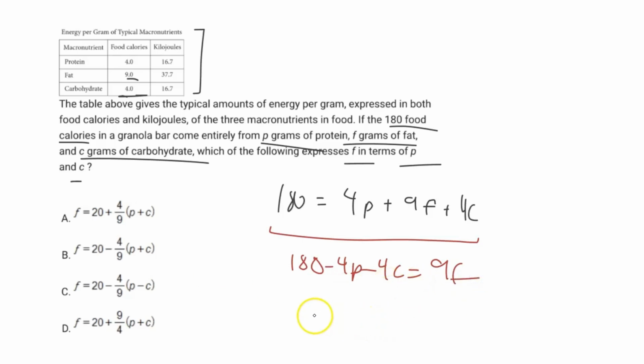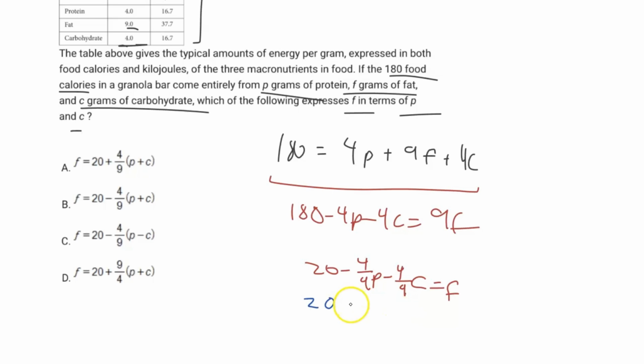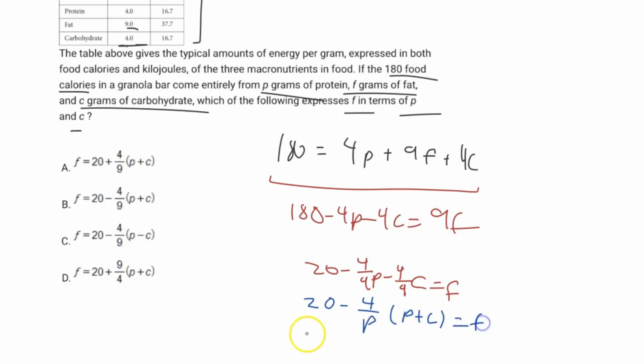And then we're going to divide both sides by 9. So we get 20 minus 4/9 P minus 4/9 C equals F. And what we can do here is actually factor out a negative 4/9, because the negative 4/9 is in both P and C. So we can write this as negative 4/9 multiplied by P plus C equals F. And so now that's our final equation. We have expressed F isolated in terms of P and C.